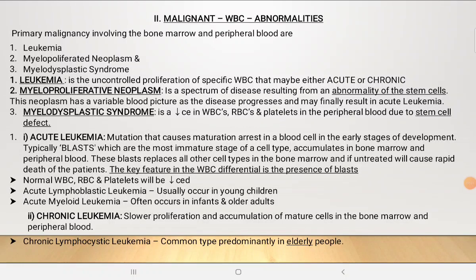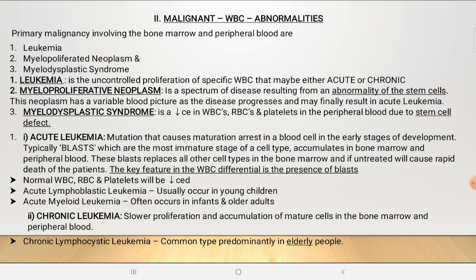Now let's talk about the malignant types of WBC abnormalities. Primarily, malignancy involves the bone marrow and the peripheral blood, where it is classified into three main types of malignancies: leukemia, myeloproliferative neoplasm, and myelodysplastic syndrome. Now, what do you mean by leukemia? It is the uncontrolled proliferation of specific WBCs that may either be acute or chronic. So we will go into detail about each of these conditions, the different types of leukemias.